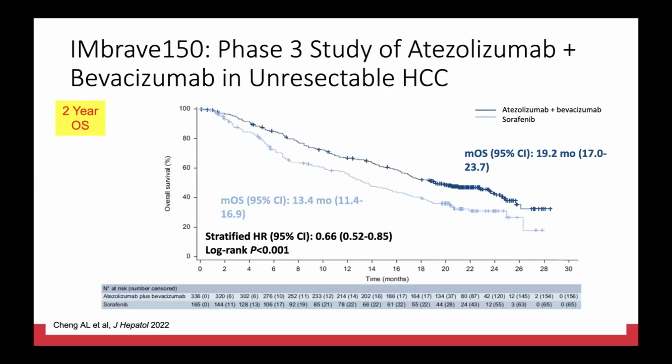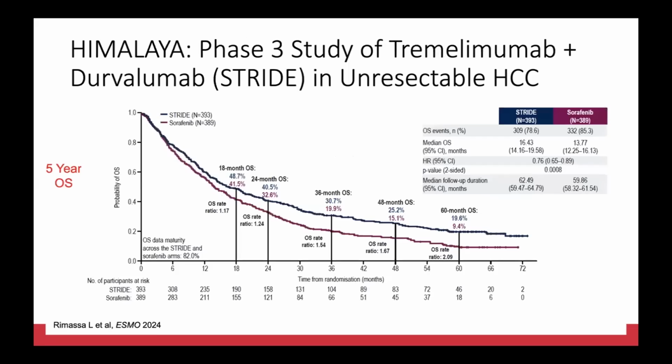Even for liver cancers, there's a lot. IMbrave150, all of us are very familiar with. This is an atezolizumab study versus sorafenib for advanced stage HCC. You can see the curve here, and there's a significant benefit of atezolizumab versus sorafenib. This is essentially standard care for most patients now. The HIMALAYA study shows improved survival on the STRIDE regimen, that is, durvalumab plus one dose of tremelimumab, outperforming sorafenib.